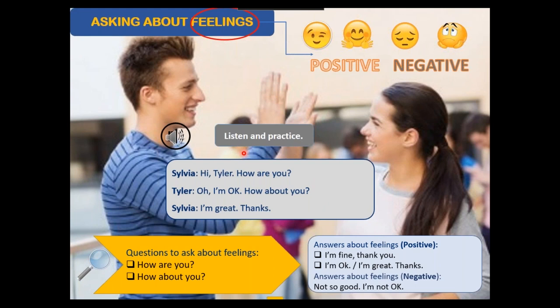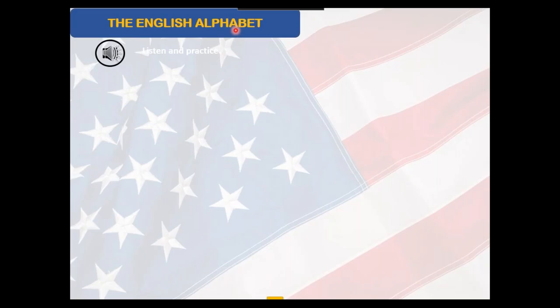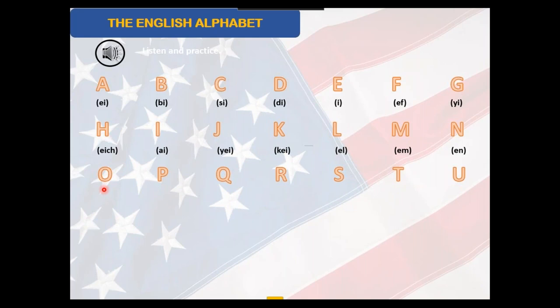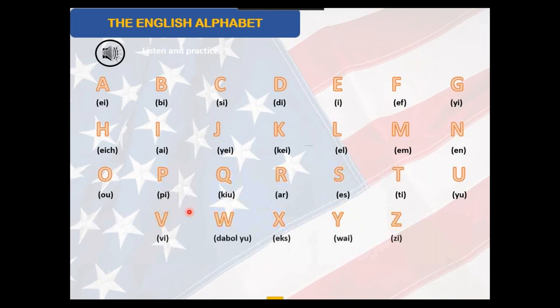And let's continue with the English alphabet. For example, here, let's pronounce. Come on with me. A, B, C, D, E, F, G. Next. H, I, J, K, L, M, N, O, P, Q, R, S, T, U, V, W, X, Y, Z. Yes, excellent. Now you listen and repeat, one, two, three, four, five times.